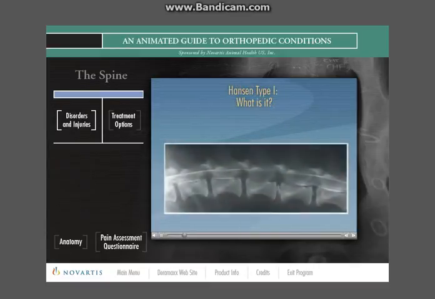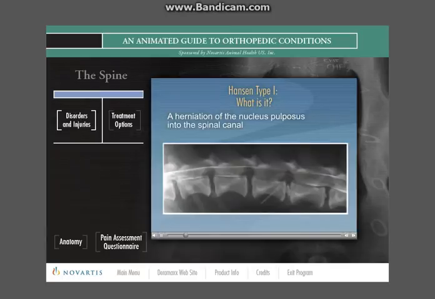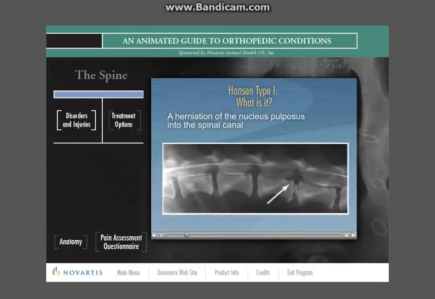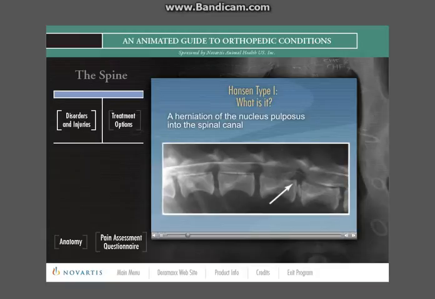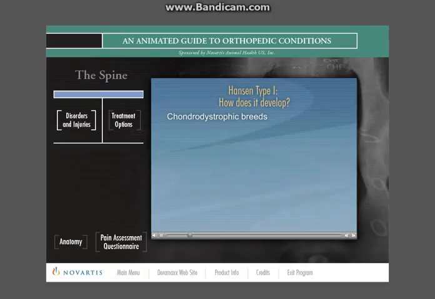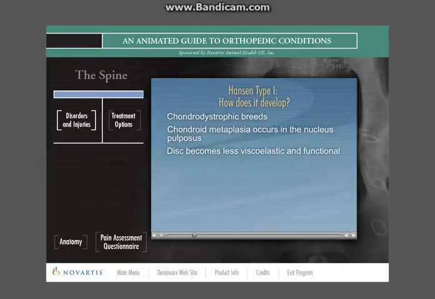Hansen type 1 disease represents a herniation of the nucleus pulposus into the spinal canal as a result of trauma on the spine, causing a ruptured annulus fibrosus and a compressed spinal cord. In chondrodystrophic breeds, such as dachshunds, beagles, and miniature poodles, chondroid metaplasia occurs in the nucleus pulposus within the first year of life. The disc becomes less viscoelastic and functional. With repeated forces on the disc, it can acutely rupture at its weakest point, dorsally, into the spinal canal with marked velocity and force, resulting in a Hansen type 1 IVD protrusion.